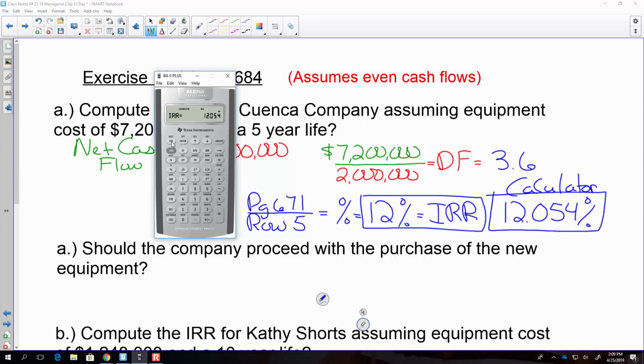In most cases on the test, in your problems, I would recommend using your calculator. It's not too bad when the cash flows are even, but when the cash flows are not even, it's a mess.